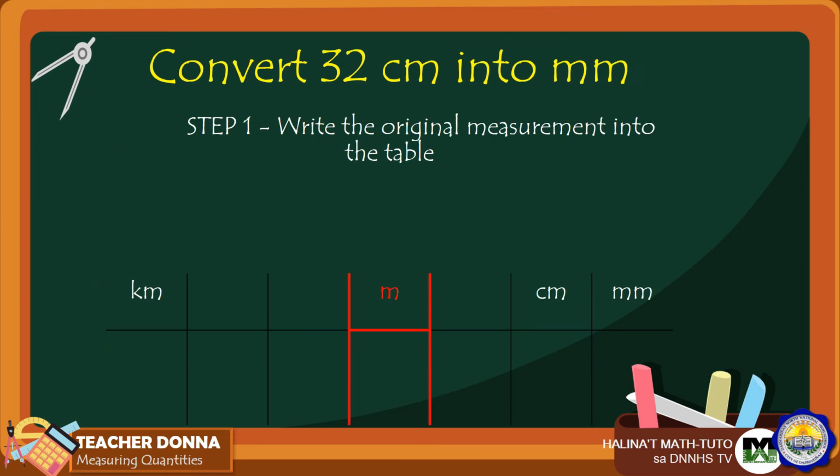So convert 32 centimeters into millimeters. Step 1. Write the original measurement into the table. So the first measurement is centimeter. And then we put 2 under cm and 3 under decimeter.